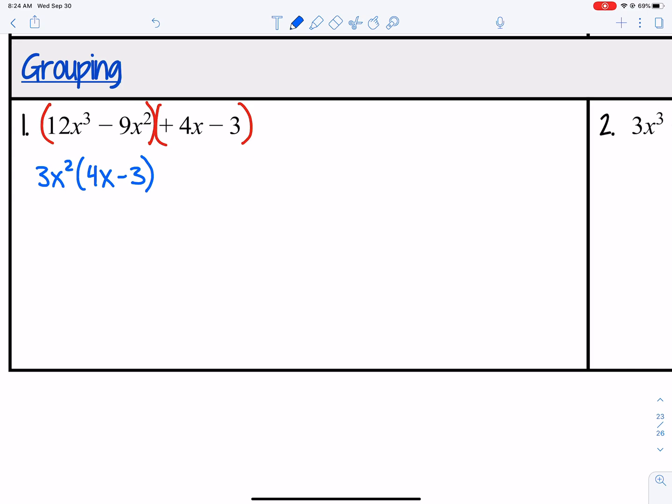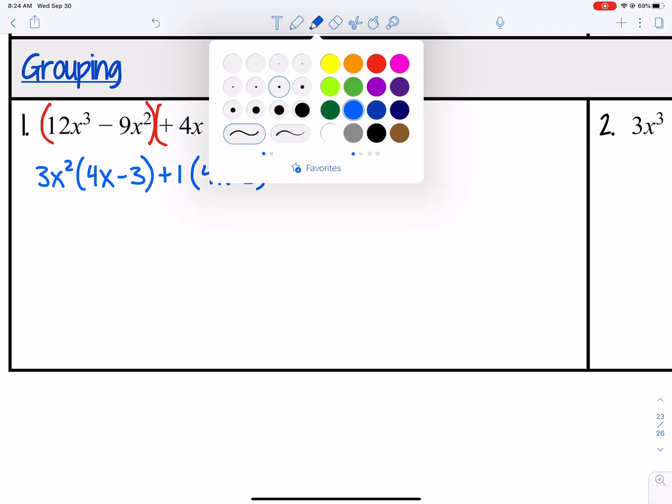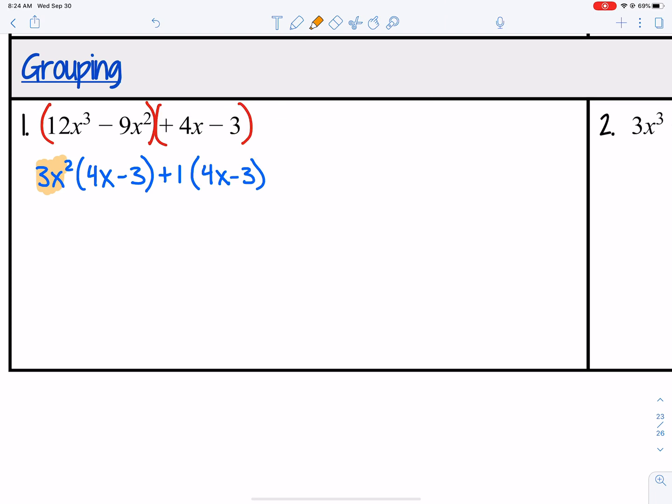Okay, so then in the next group, I can't really take out anything from 4x minus 3. They don't have a common factor other than 1. So you do need to put a plus 1 out front and then just bring down the 4x minus 3. And then you take the two that you took out and put them together. So 3x squared plus 1 is one factor, and then 4x minus 3 is your other factor. So notice those match, but I only need to write one of them in my answer.